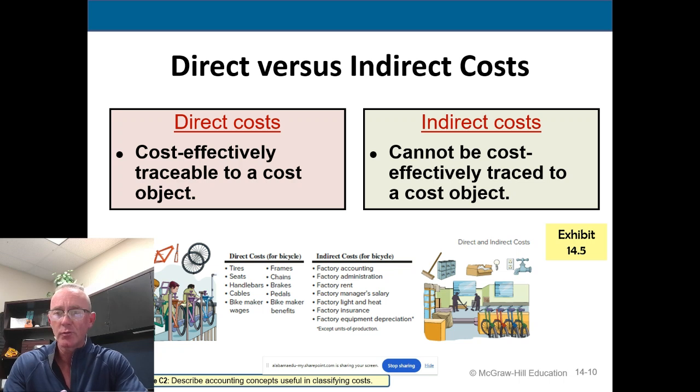Indirect costs, we can't trace directly to one product, but it's something that's necessary. So you have to have an accountant at the factory. You have to have the administrator there. You have to have the rent for the factory. It's a requirement for the people putting together those parts. It's something that has to happen, but they're not actually putting together the components. The manager's salary, even a supervisor, janitorial, those are indirect. Okay.